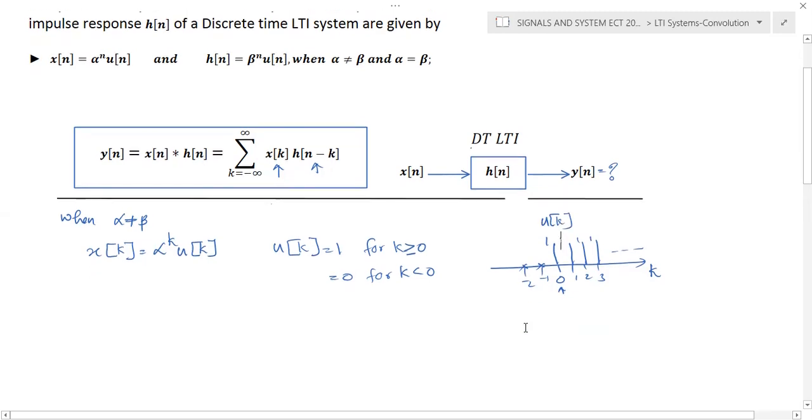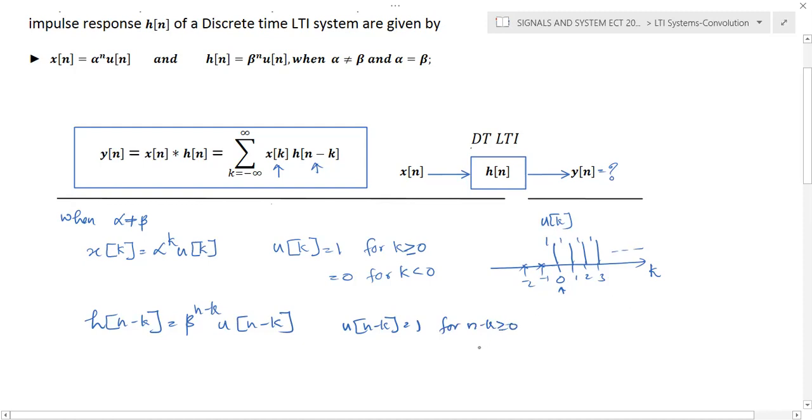Now we can see the second signal, that is h of n minus k. If you replace n by n minus k in h of n, you will get h of n minus k. That is beta raised to n minus k into u of n minus k. Here again, there is a step signal, a shifted version of the step signal. You can find the definition of u of n minus k here. U of n minus k is equal to 1 for n minus k greater than or equal to 0.